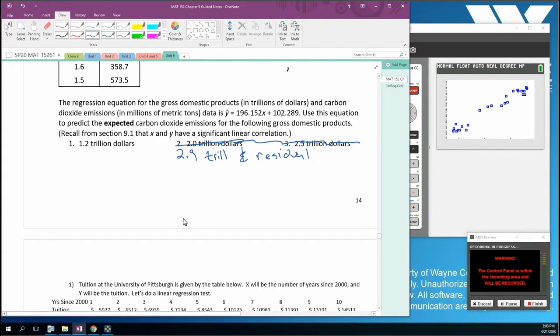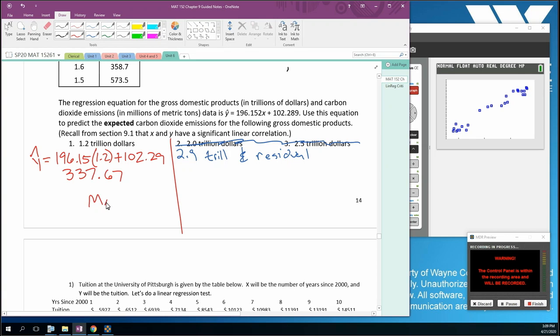Now, we can use the equation to predict the expected carbon dioxide emissions. So, for 1.2 trillion, y hat would be 196.15 times 1.2 plus 102.29. When we figure that out, we get 337.67 millions of metric tons.